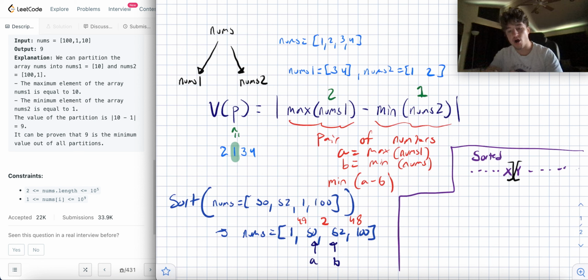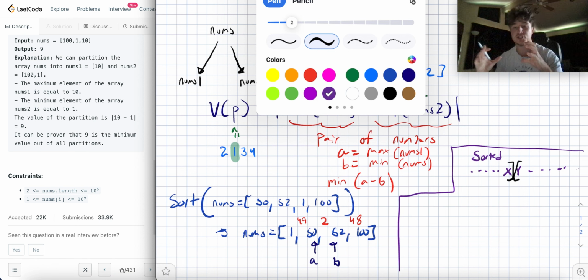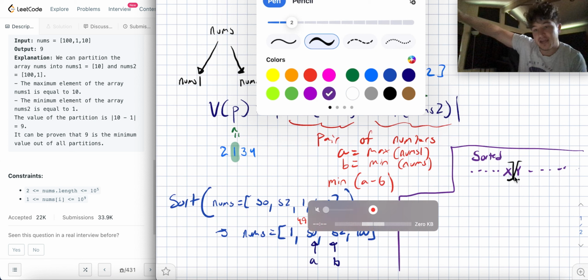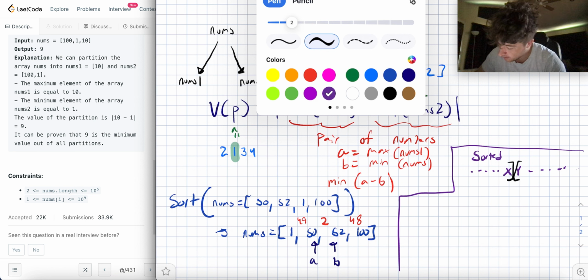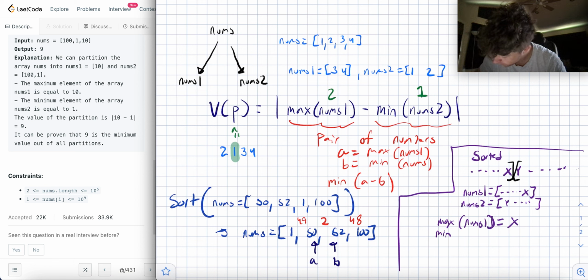So then you have all these elements on the left and all these elements on the right. Remember, since it's a partition, we can place things however we want. So the fact that we sorted it doesn't change anything. We just put everything that's smaller, including X, on the left, and everything bigger than X on the right. So then we have nums1 equals everything up to X, and nums2 equaling Y and everything greater. So then the max of nums1, because remember this is sorted, equals X, and the min of nums2 equals Y, right?